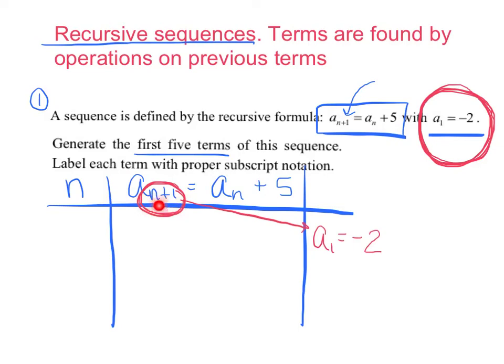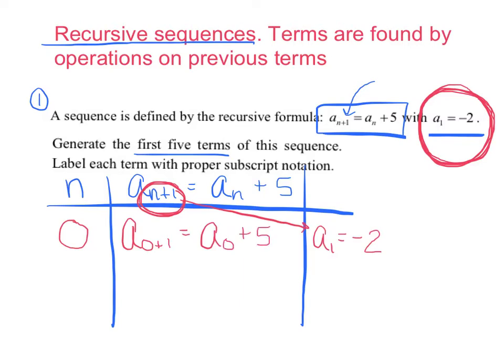a sub 2. What number must you have plugged into n to get a sub 1? Hopefully you're saying n was 0. So again, I'm going to replace all of my n's with 0. Okay, I'm not doing any mental math. I'm replacing every n with 0.